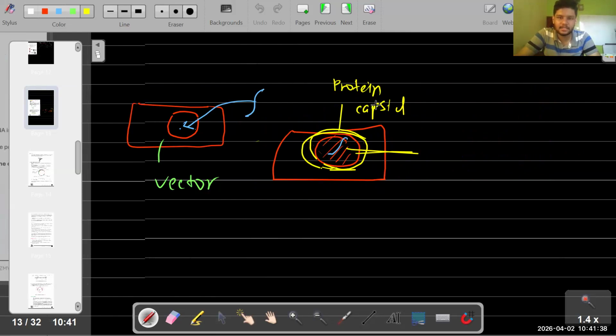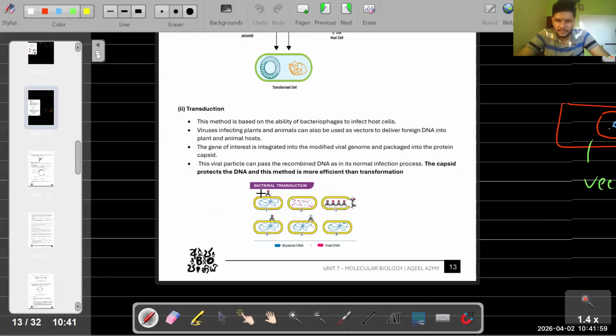This is a permeable structure. Don't think of it as a rigid structure. Permeable means it can fluctuate and give space like that. So it will be inserted. Will it affect the host cell? Will it affect when the viral genome comes out? Yes or no? No.